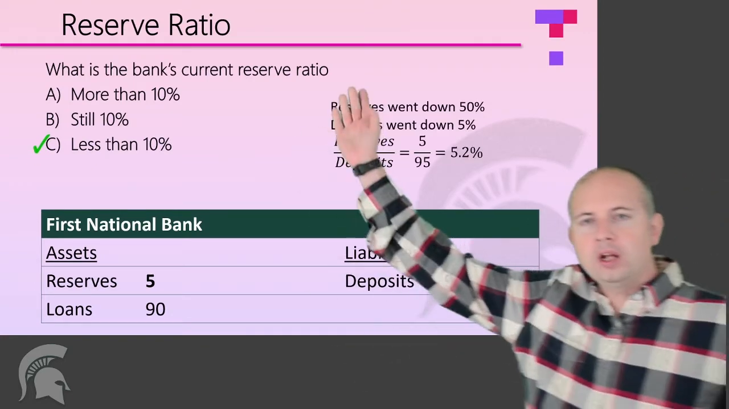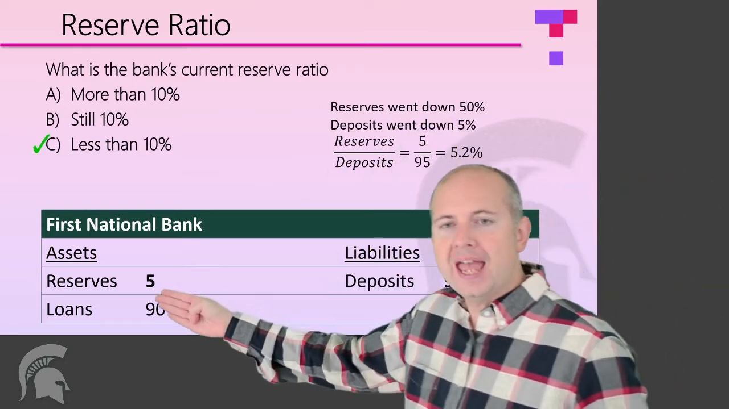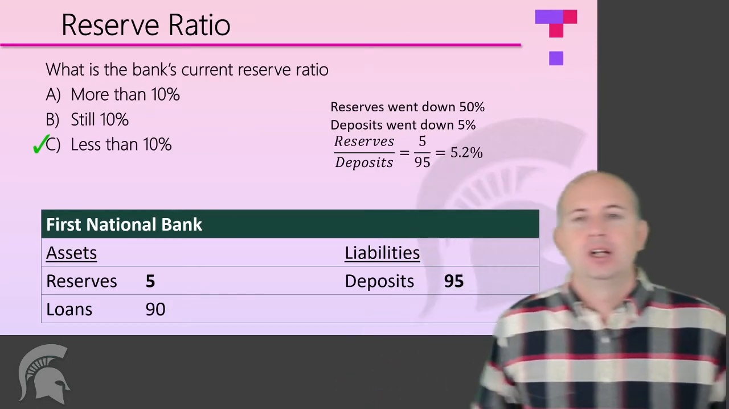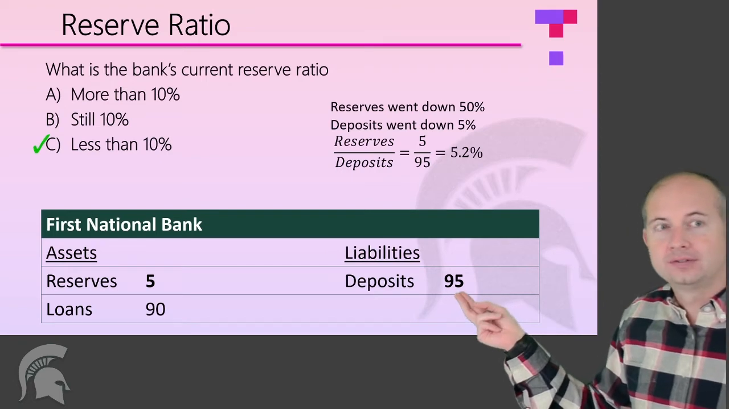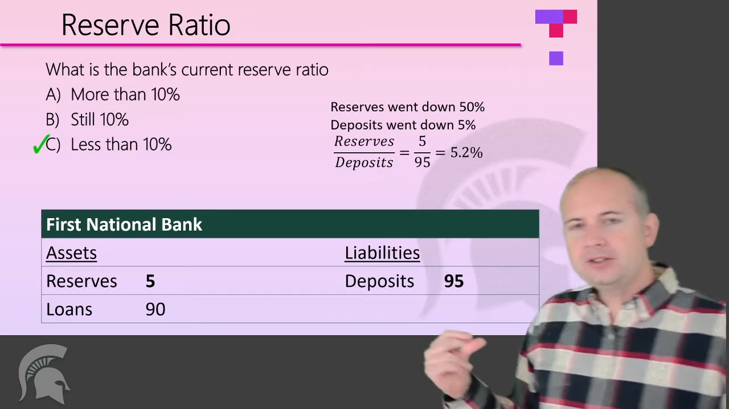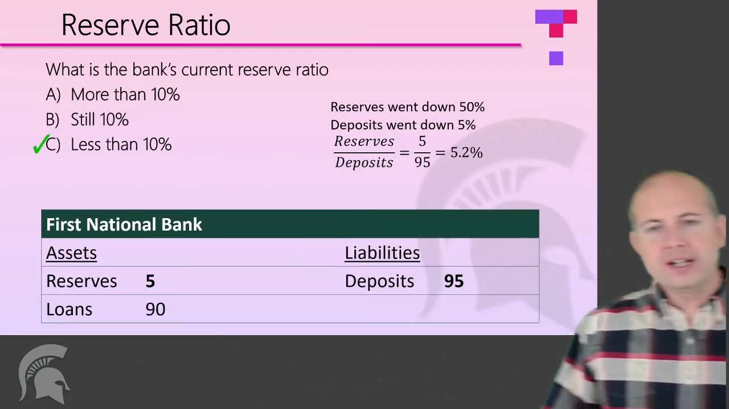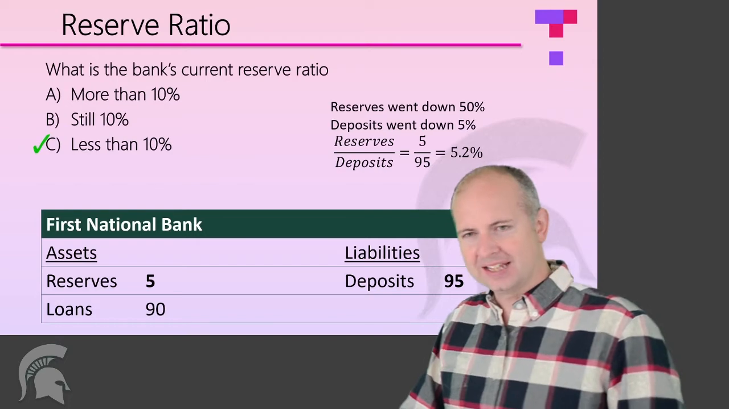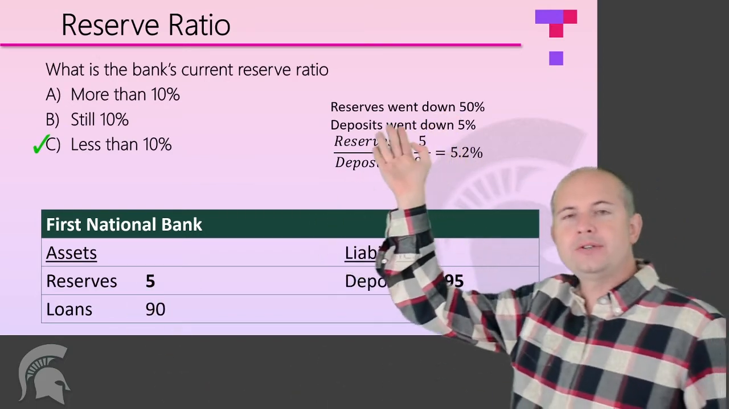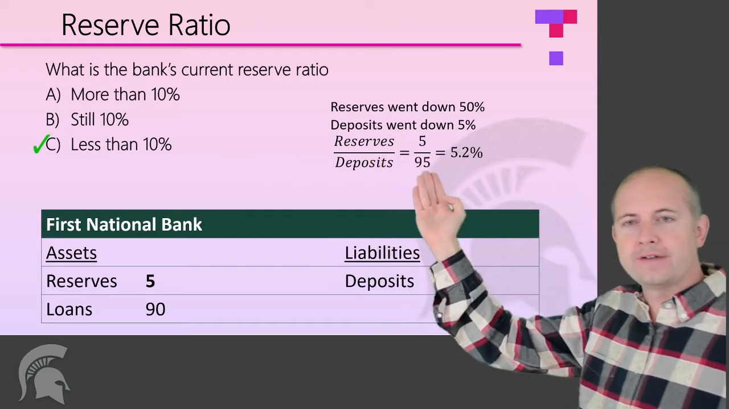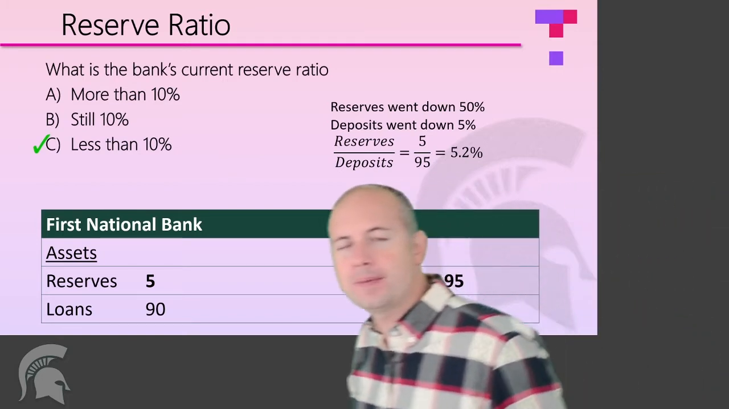Why is that? Well, our reserves went down 50%. So our reserves went from 10 down to 5. Our deposits went down 5%. They went from 100 down to 95. So essentially what happened was, because the bank doesn't keep many reserves on hand, one customer walking in and asking for $5 took away half the money in the vault. So now we only have $5 left in reserves. We have $95 in deposits.